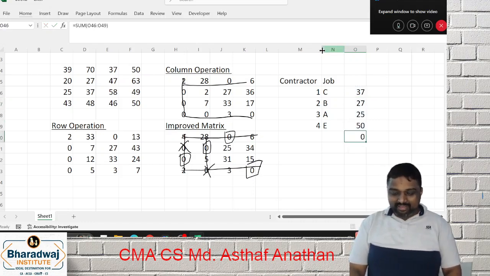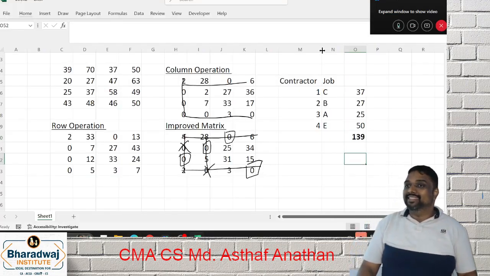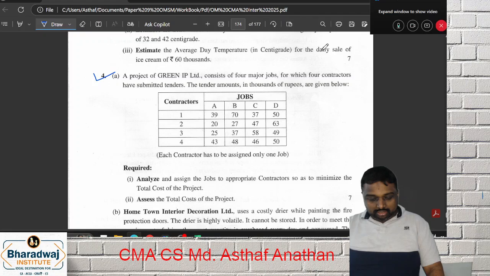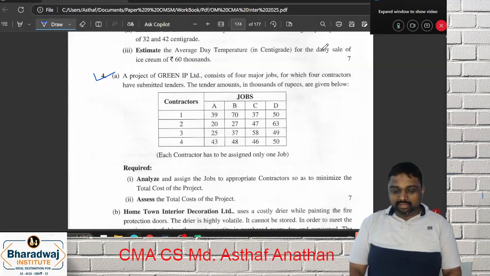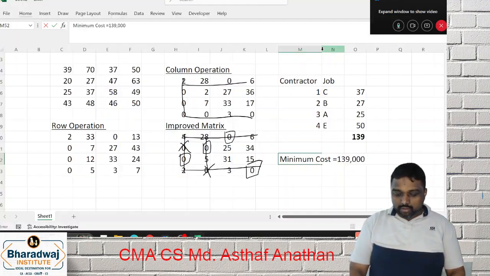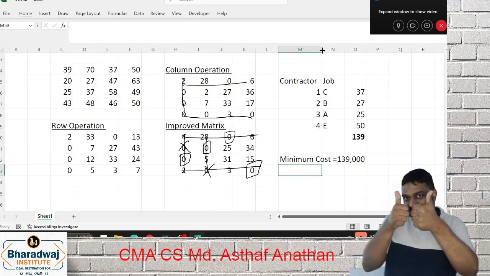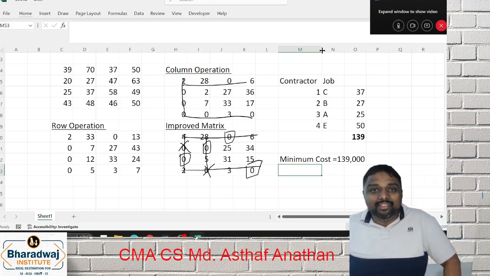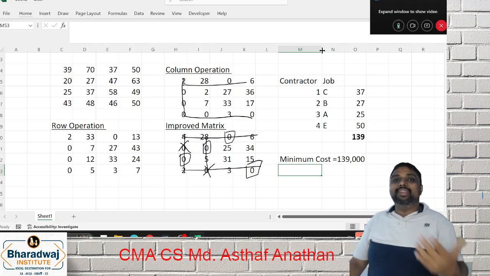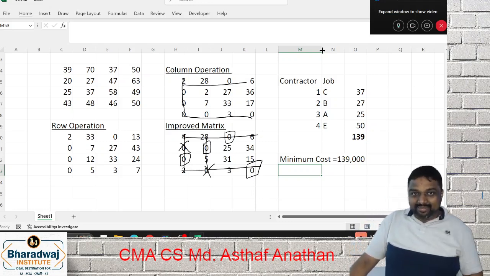My dear friends, however you do, you will get the final answer. This is your minimum cost: 137, in thousands. If you want, you can write it like this also. So this answer is over. See how these previous year questions are done. You are doing this previous year costing for your better understanding. Congrats, friends.